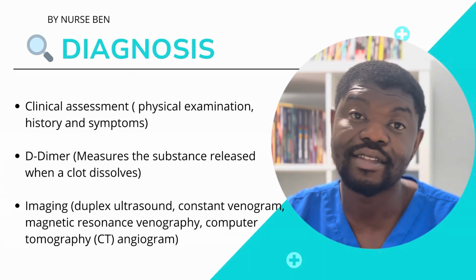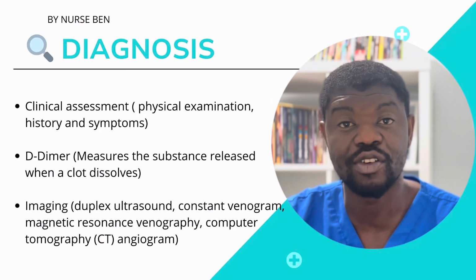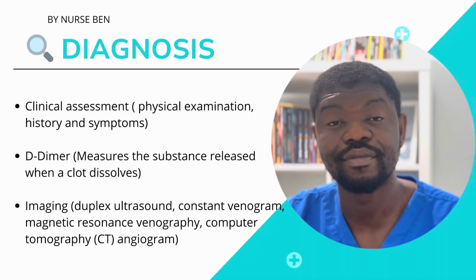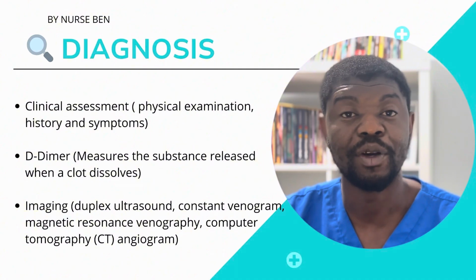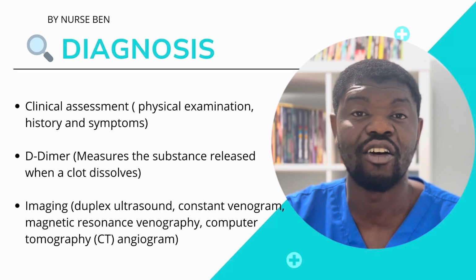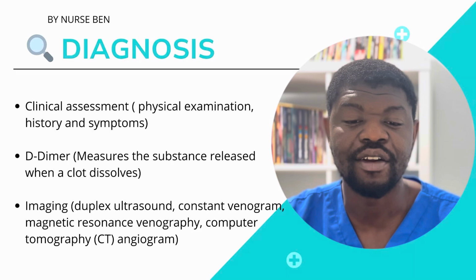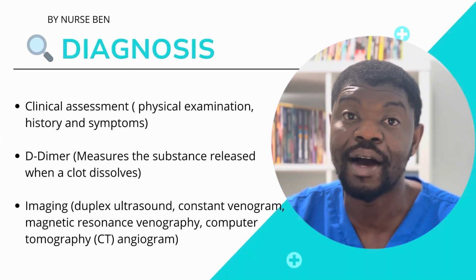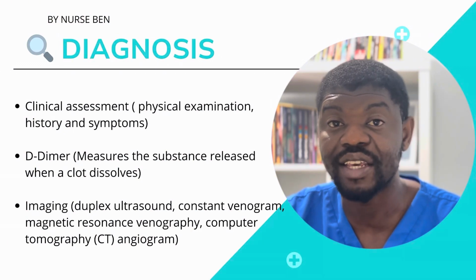Now, the next thing will be imaging. I think this is the gold standard, the duplex ultrasound. So what you do is just to scan the arm or the leg, in this case the leg, because that's the most common place for a DVT. So you want to scan the leg, and then you can see the clot formation within the veins. Now, there are other things like the venogram, the magnetic resonance venography, and CT angiogram. These things are not routinely used to diagnose DVT.